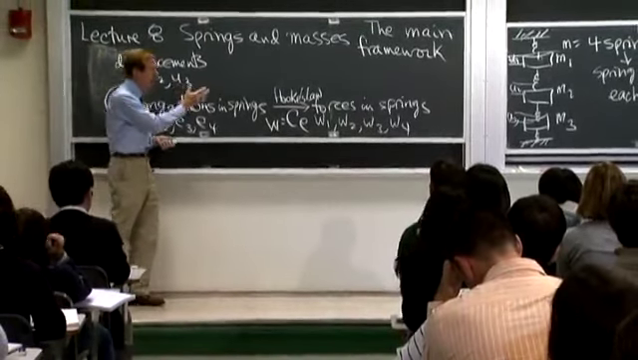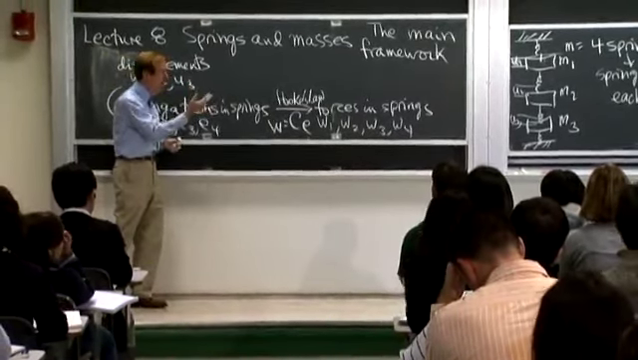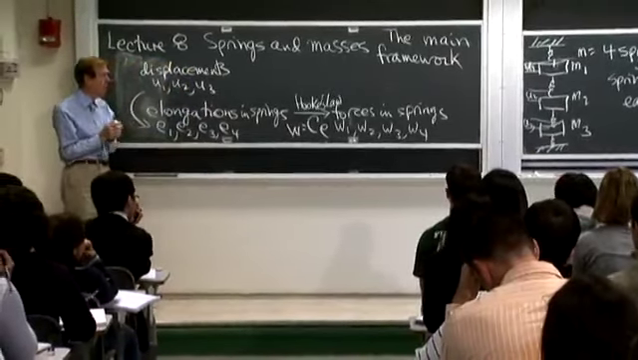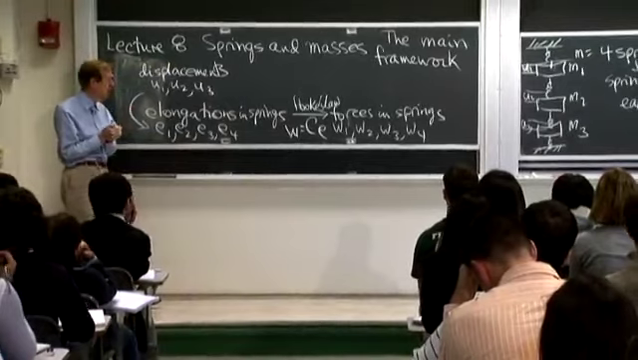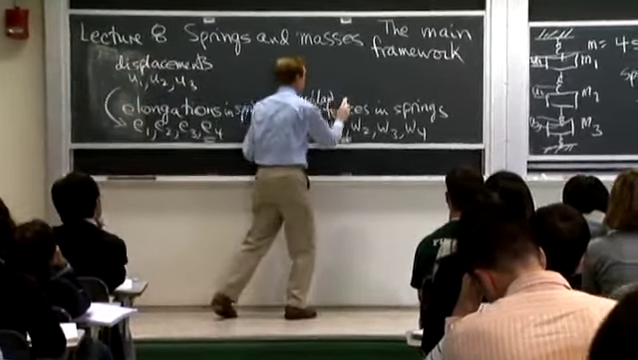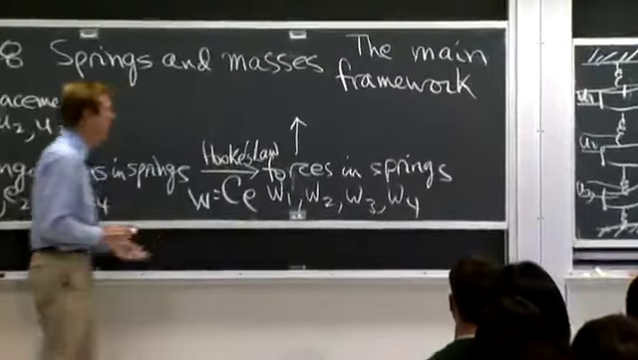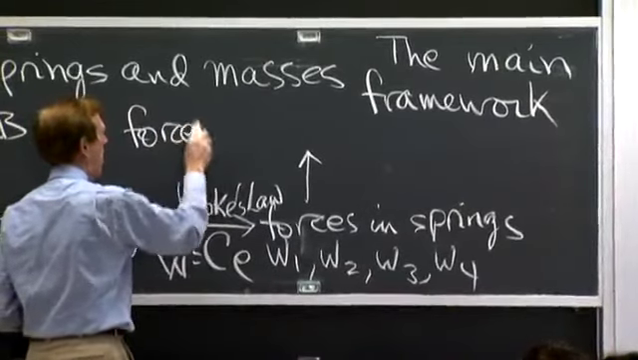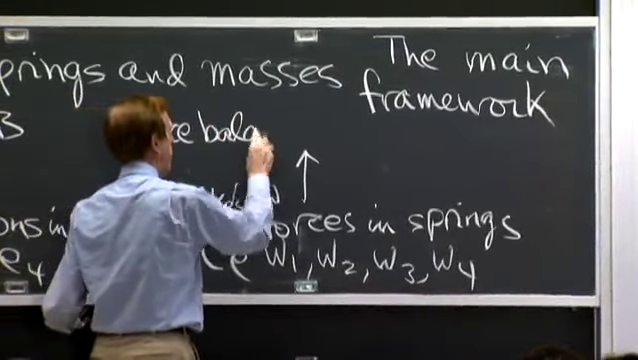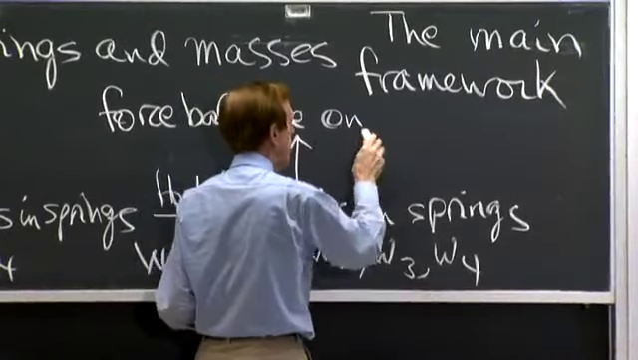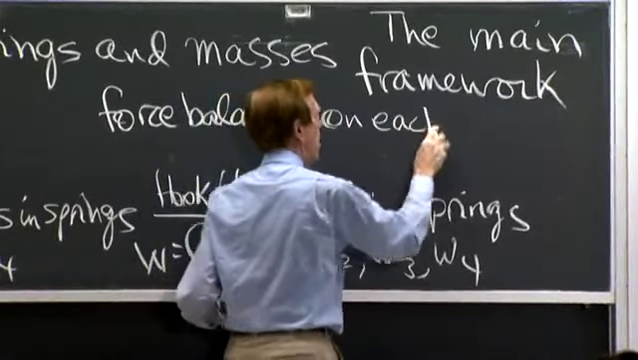And that will be the downward forces, F1, F2, F3 on the three masses. Okay, now I plan to complete this picture with a force balance equation. Force balance on each mass.